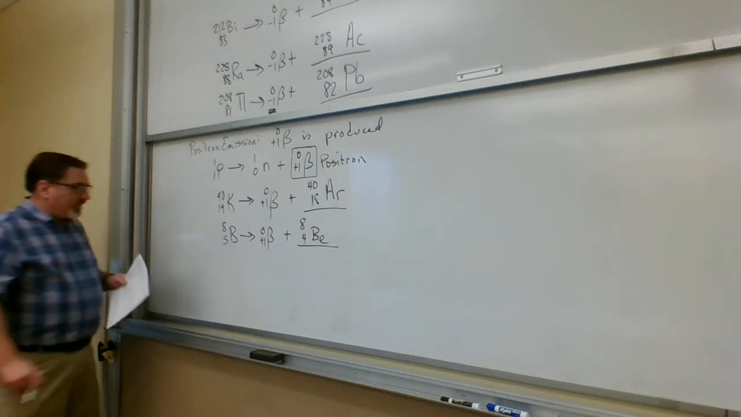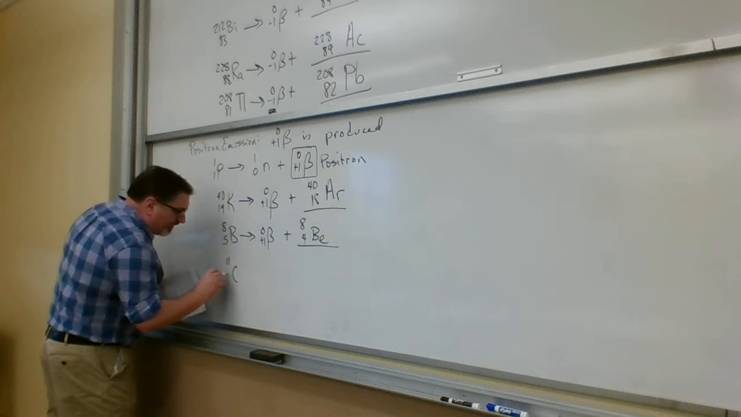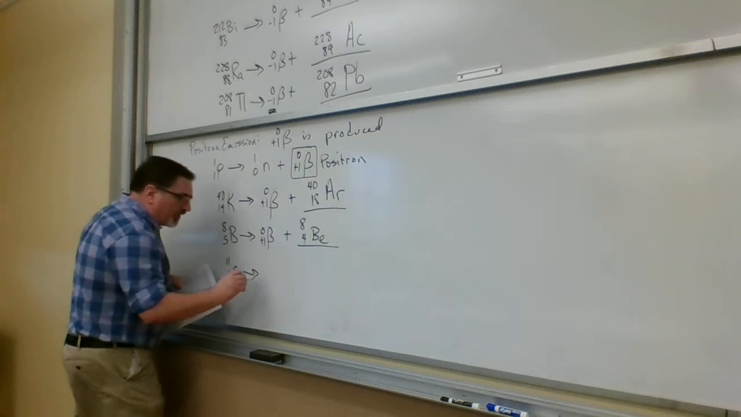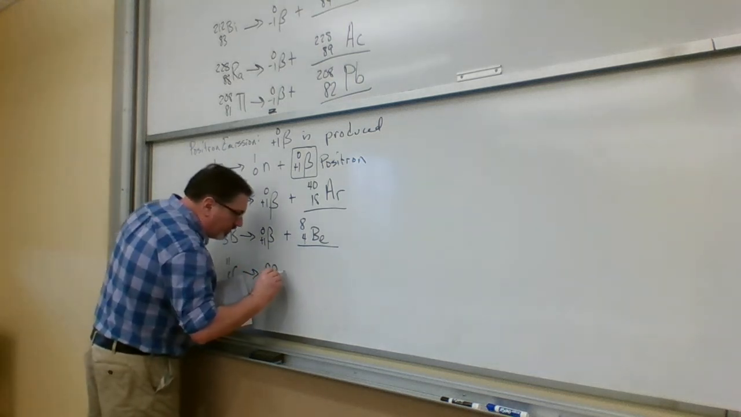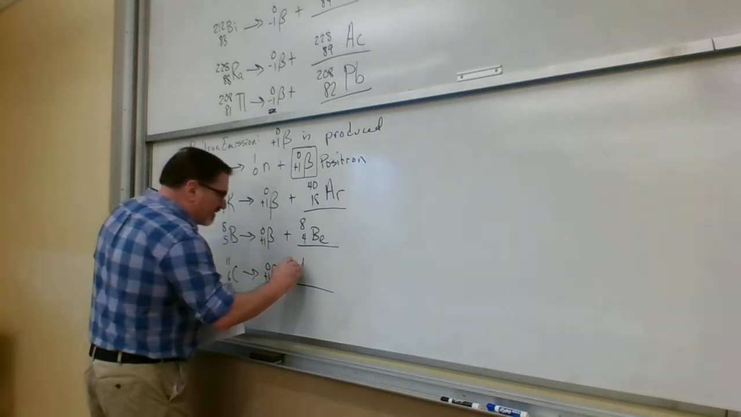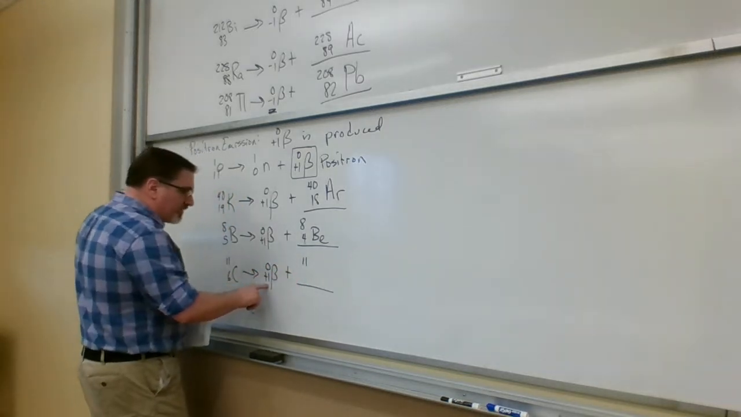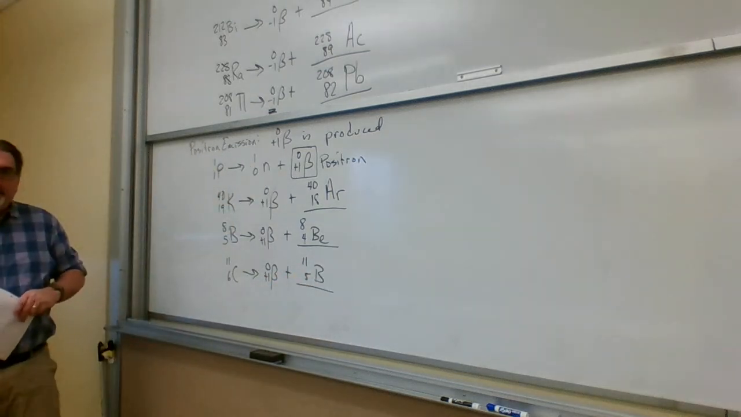Work another one. Carbon 11. Carbon 11 is 11 over 6 carbon. Undergoing positron emission. 0 over plus 1 beta. Mass doesn't change, so the daughter atom has a mass of 11. 6 minus 1 is 5. So we get boron 11 out of that.